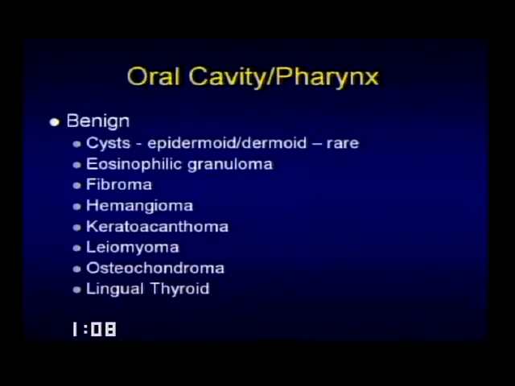Let's move on to the oral cavity. Benign lesions. These are mostly cysts, epidermoid and dermoid cysts, and all the omas: the eosinophilic granuloma, the fibroma, hemangioma, acanthoma, leiomyoma, all the omas. They all present a little differently. The bottom line is they're all treated with conservative excision without need for radiation. And lingual thyroid is on there as well.